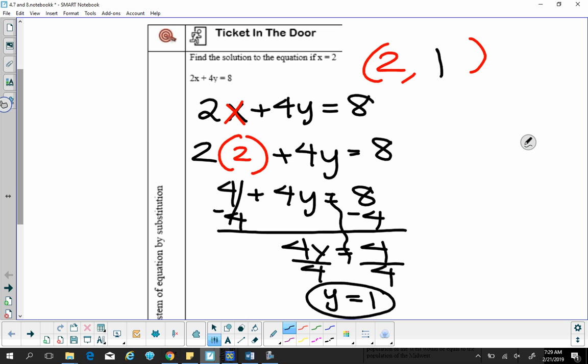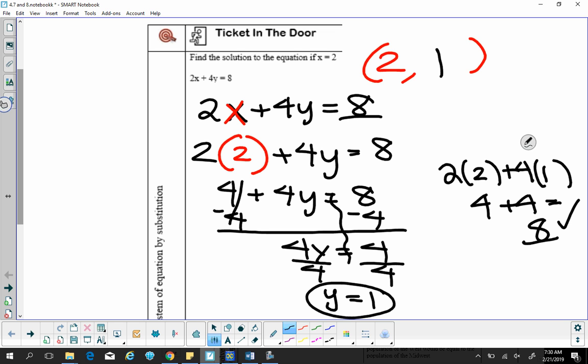Who got that? Give me a thumbs up. How can I check my work? Plug it in, right? I could take my original equation and plug in my x and y, and it should equal 8. So my x was 2 and my y was 1. What is 2 times 2? 4, and then 4 times 1 is 4. What's 4 plus 4? Is that what it should equal? Cool. So I know I did it correctly.